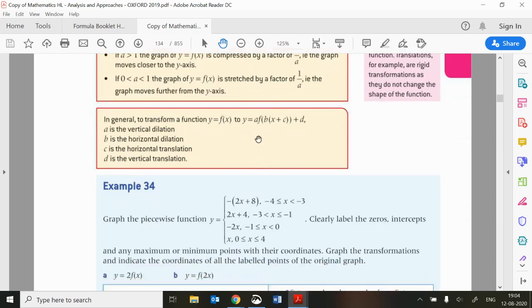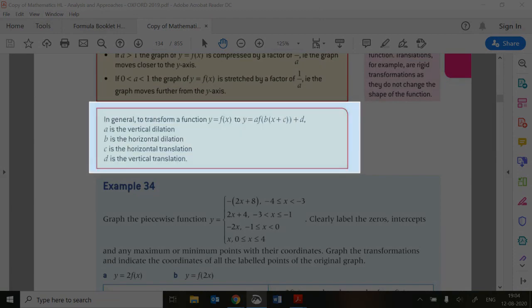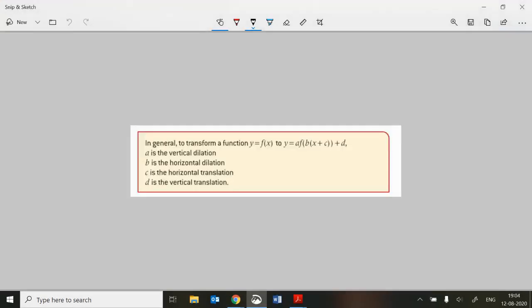Okay, and now, whoa, okay, so then they just chuck in this thing here, and really this needs some unpacking. When we talk about the general transformation, in particular, this bit in the middle is difficult.